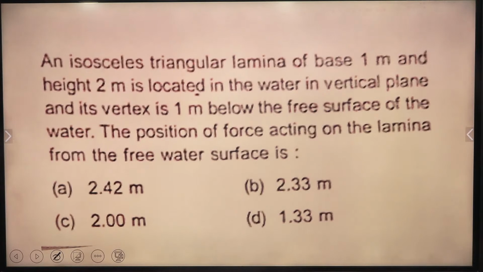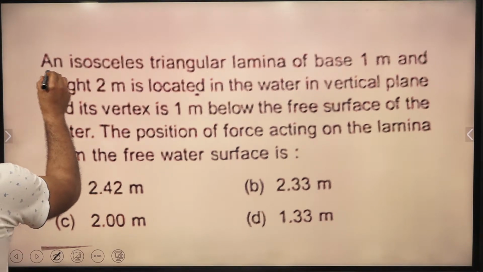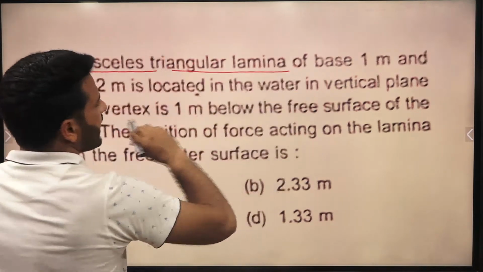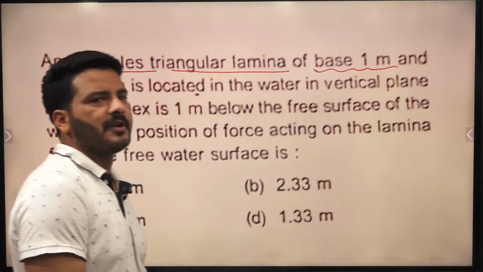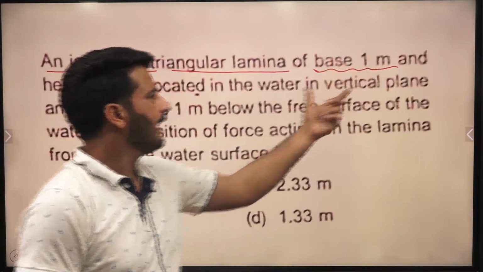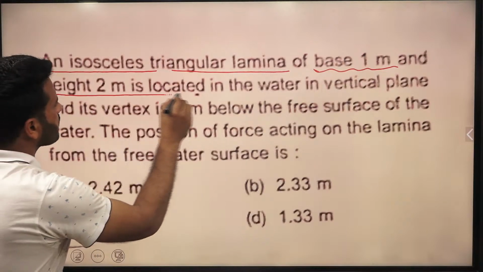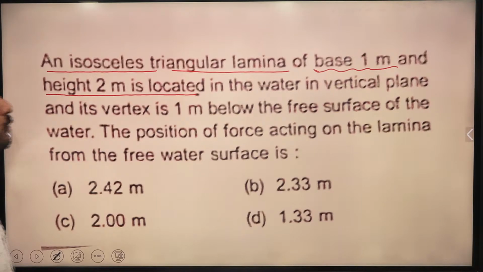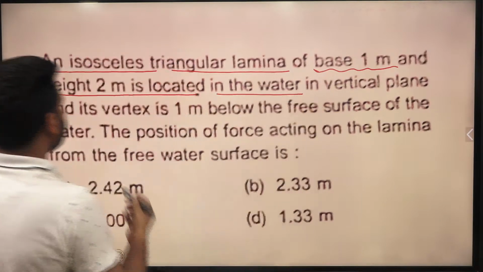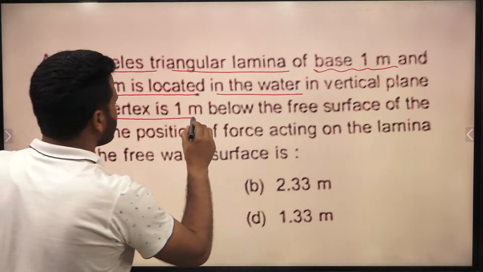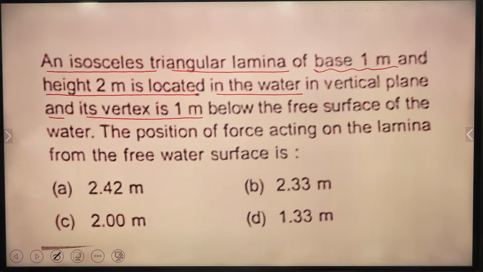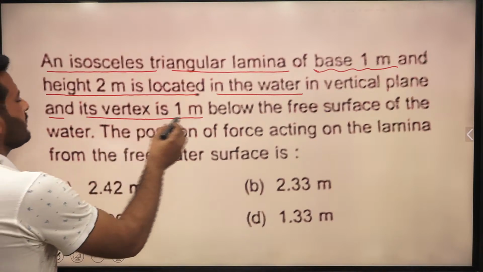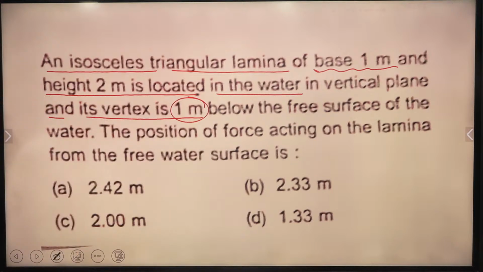So let's proceed further. Here's the next question, guys. Have a look at this one and let me know what the answer will be. An isosceles triangular lamina of base width 1 meter and height 2 meter is placed in the water in a vertical plane. Its vertex is 1 meter below the free surface of the water. Find the position of the force acting on the lamina from the free water surface.